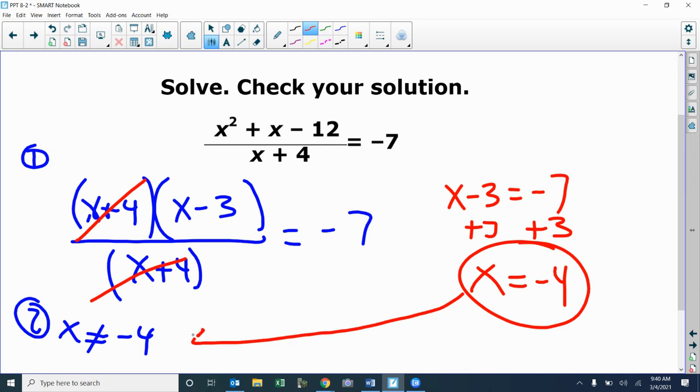Uh-oh. So what does that mean? There's no solution, okay? So in layman's terms, there is no X value that could make this true. There is no value we can put in for X that would make this true. There are no numbers that work.